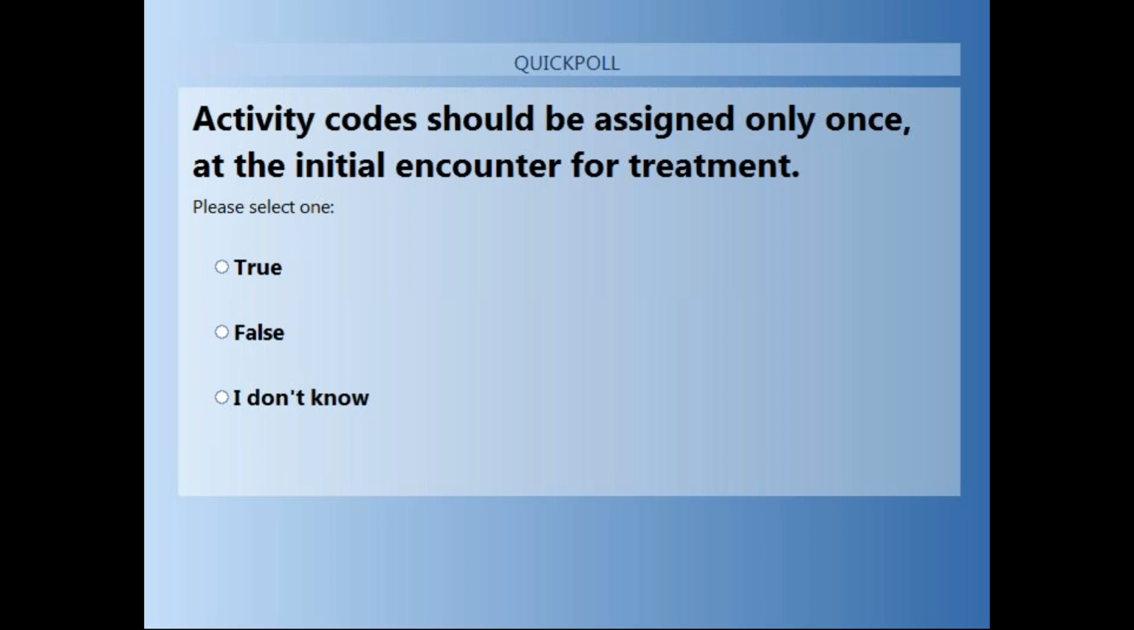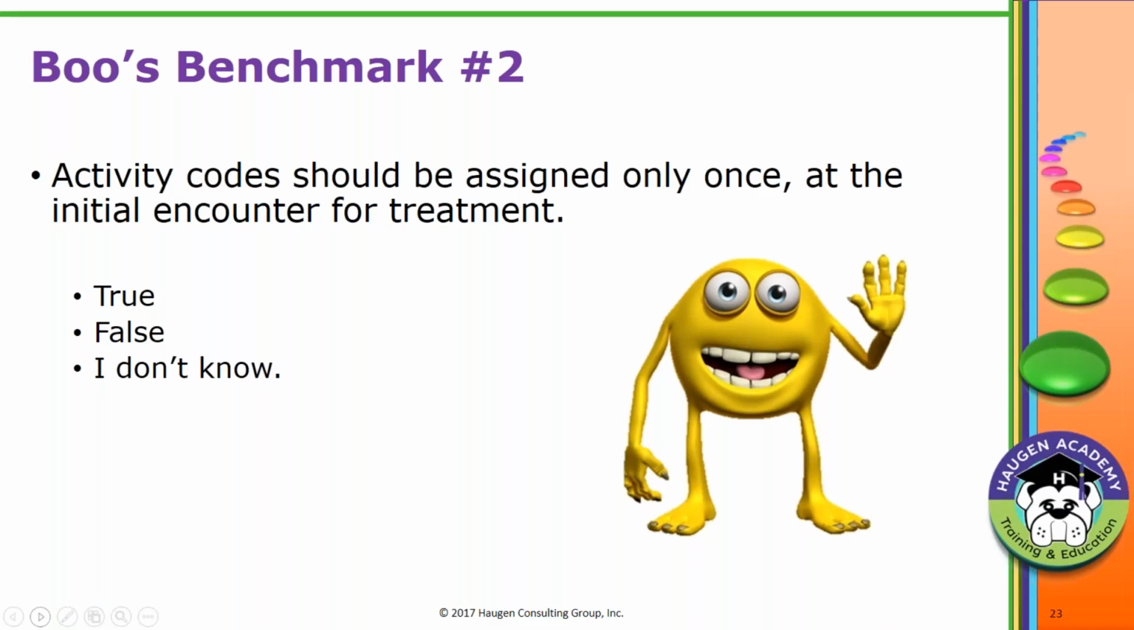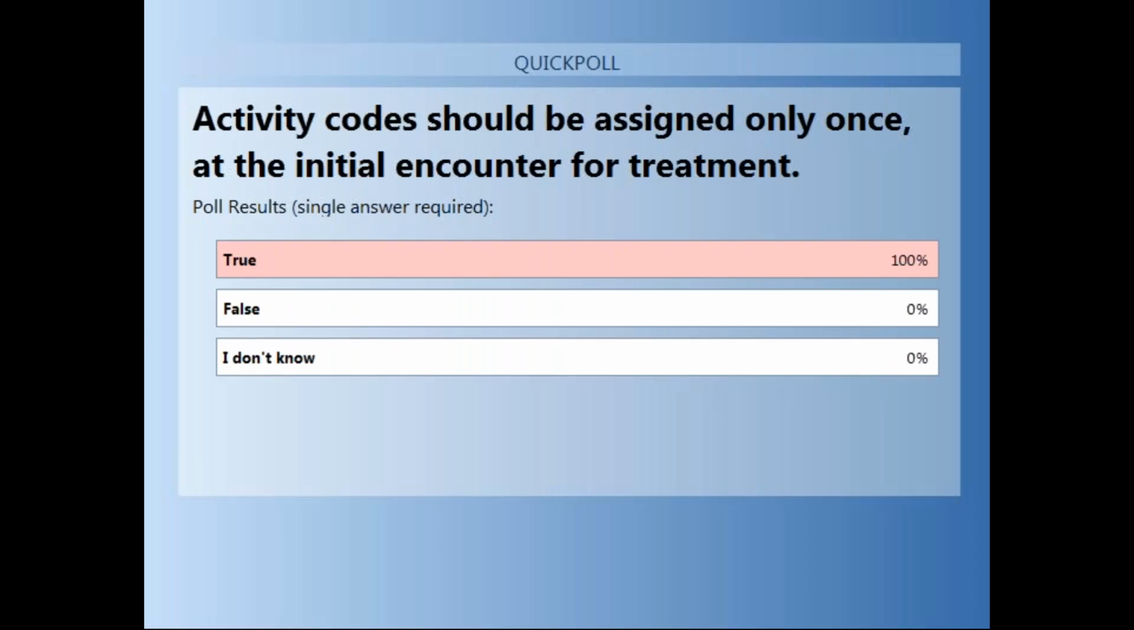Perfect. All right. Karina, I'm closing, sharing the responses, and we've got 100% of everyone saying it is true. Well, that is absolutely correct. That is super exciting. Yes, it is true. Activity codes are only used once at that initial encounter. And just a little extra tidbit and friendly reminder, remember only one code should be recorded from category Y93 as well. So great job, everyone.